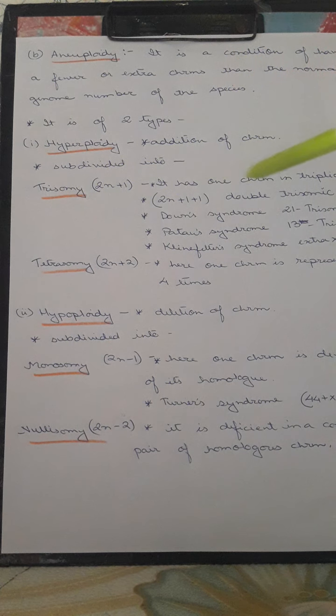Twice n plus 1 is trisomy. It has one chromosome in triplicate. Suppose we are getting a condition twice n plus 1 plus 1, that means two chromosomes are added, that means it is a double trisomic condition. Got it? It is not tetrasomy.